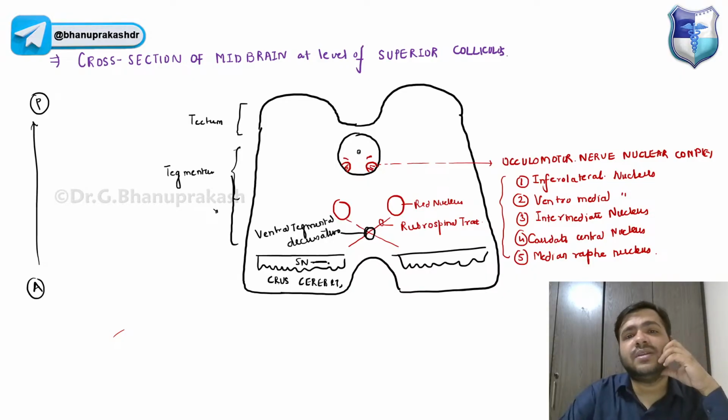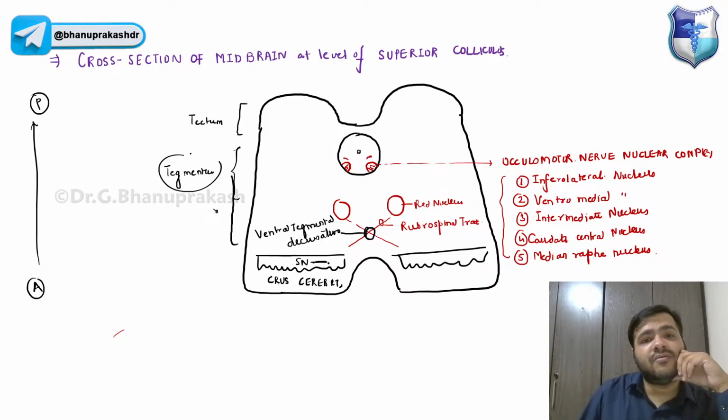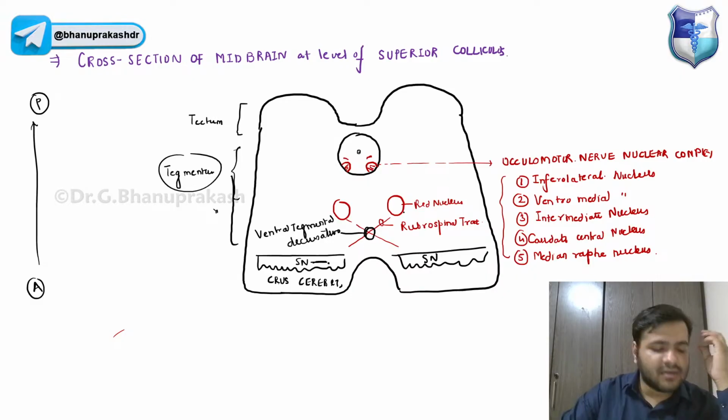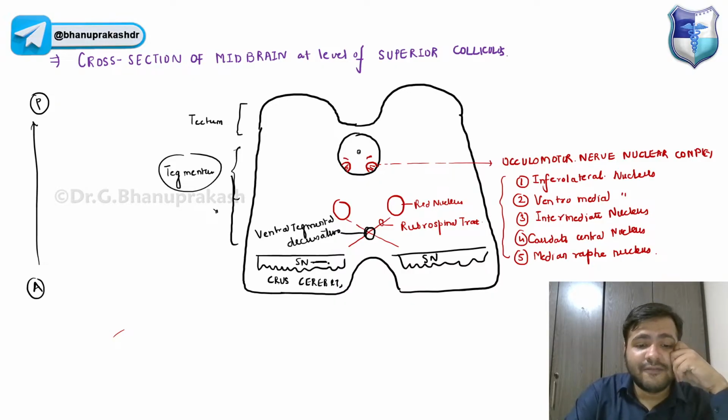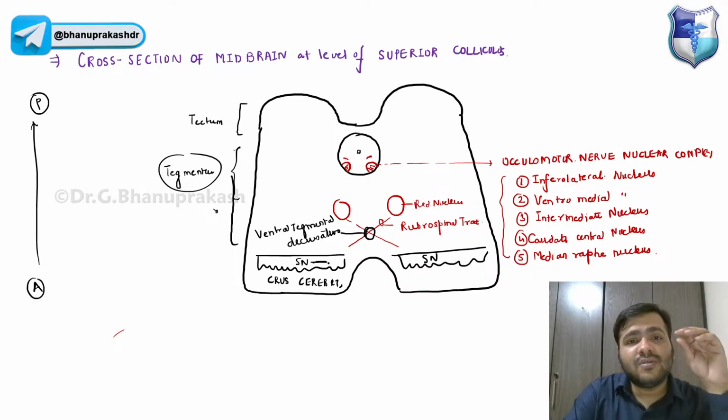Now this red nucleus, guys, is the main component of the section. It is located in the tegmentum, dorsal to the substantia nigra, just behind the substantia nigra. You will find this red nucleus in freshly cut sections, guys. It is pink in color because of the abundance of iron pigment. Remember, this red nucleus extends from the level of the superior colliculus till almost the subthalamic nucleus.